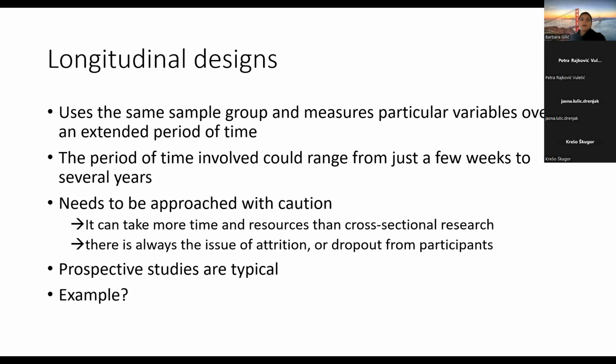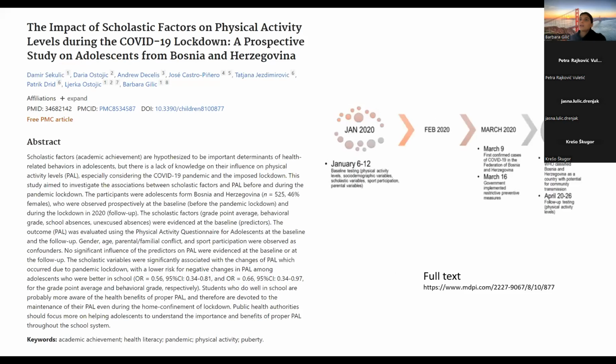And the most typical example of a longitudinally designed study is the prospective study, and this is one of them. This was also done during the COVID-19 lockdown, and you can also see from the title, it's called a prospective study on adolescents. It's about the impact of scholastic factors on physical activity levels during the COVID-19 lockdown.